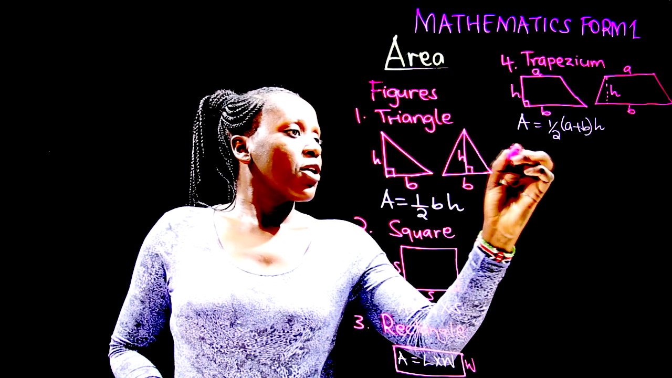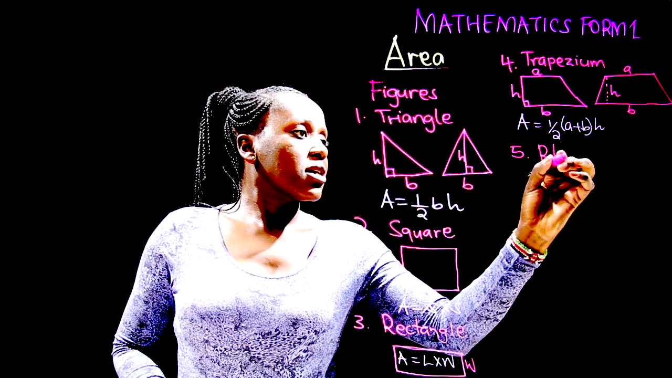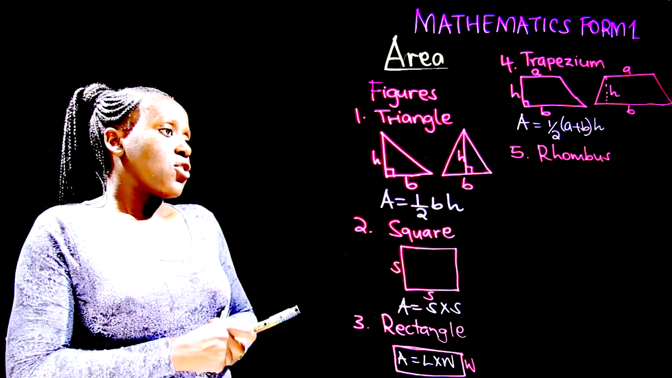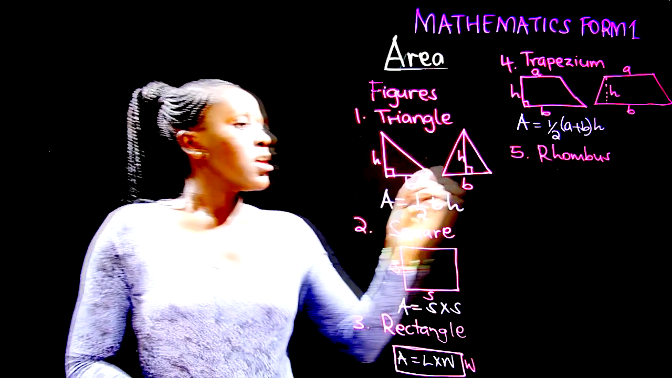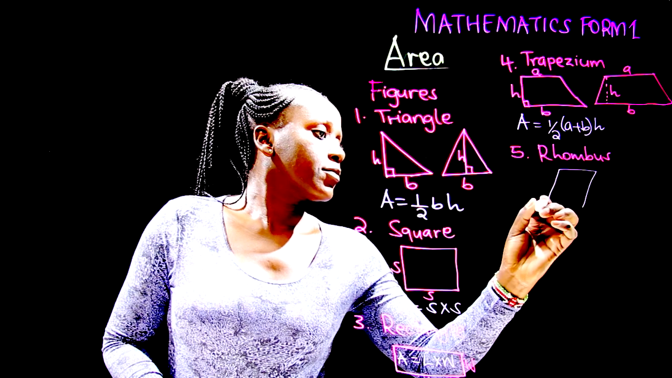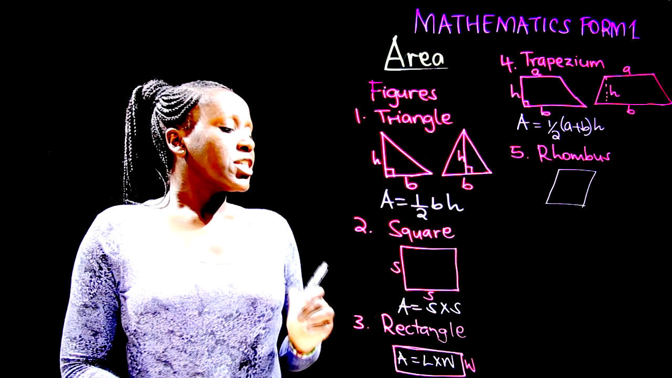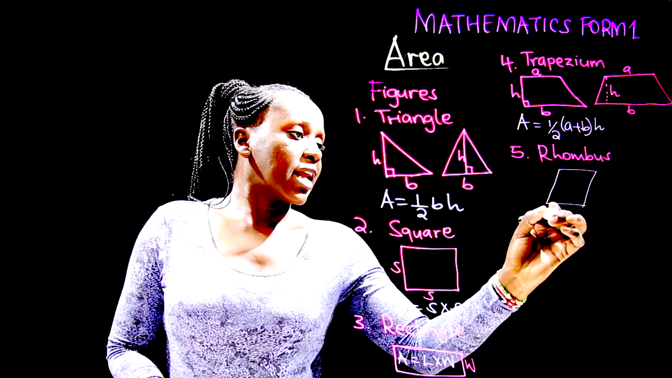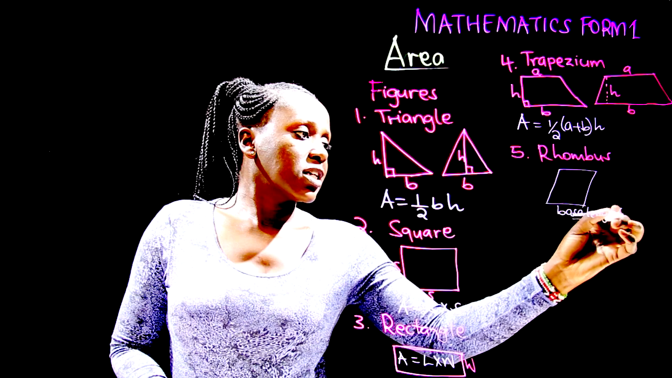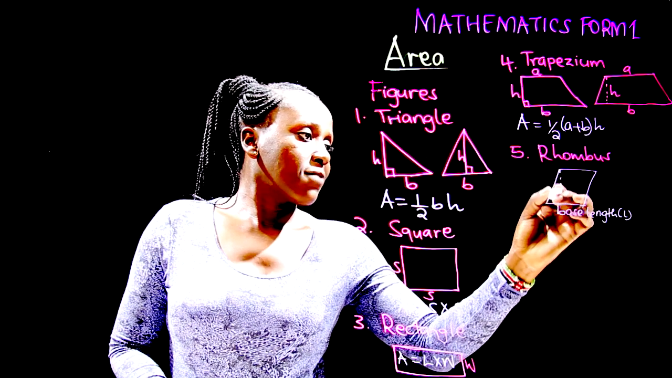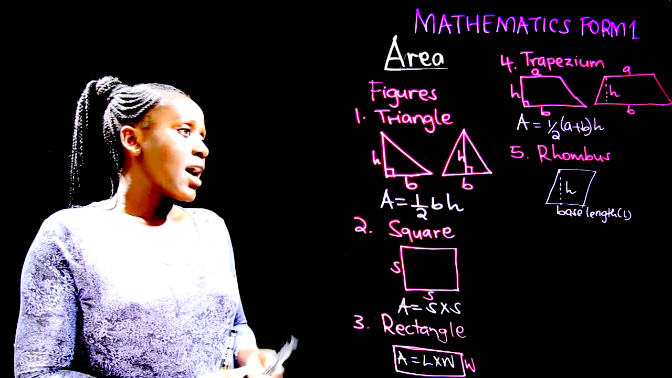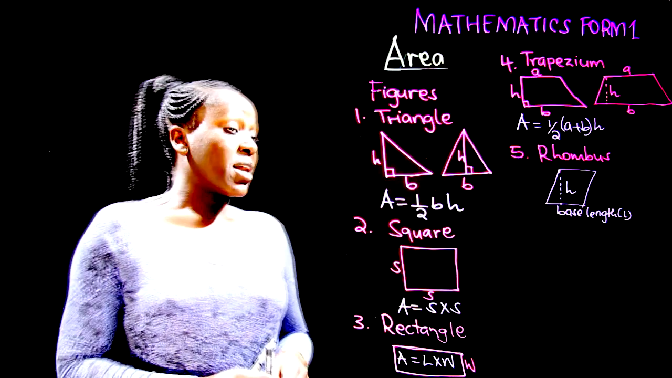Then we have a rhombus. For a rhombus, it's like a slanted square. In this case, we have this as the baseline. We can call it L. Then here we have the height of the rhombus. The same case happens for a parallelogram.